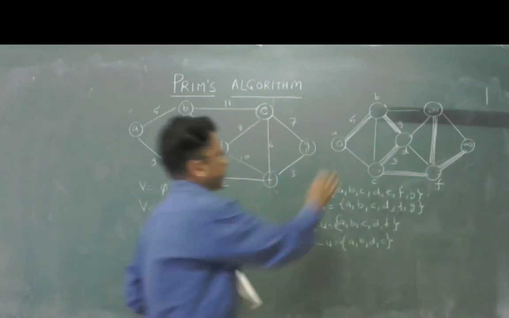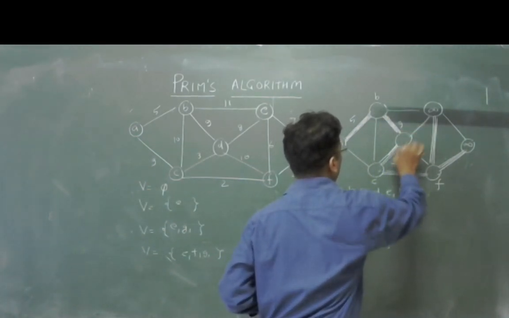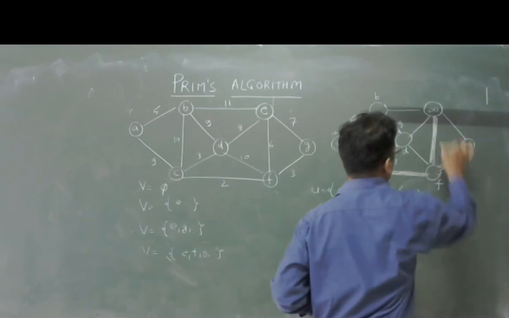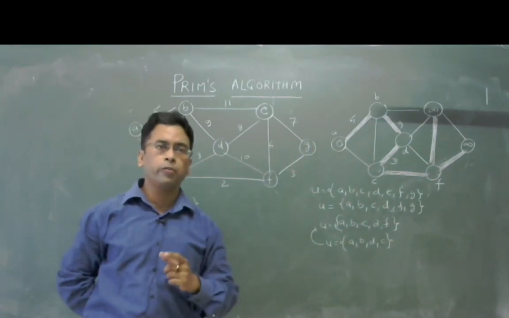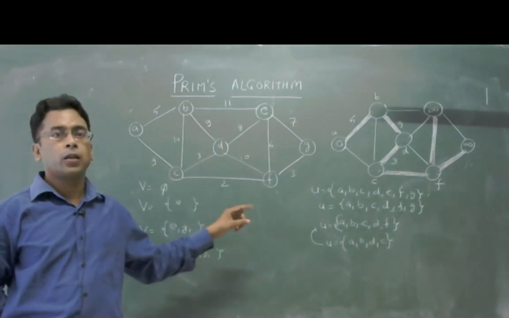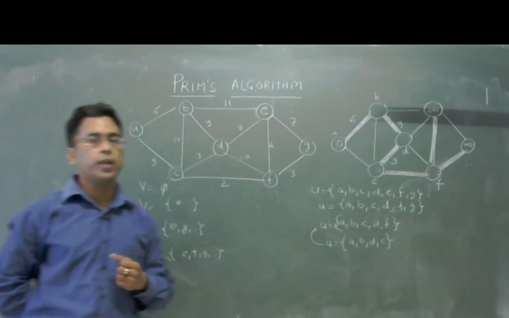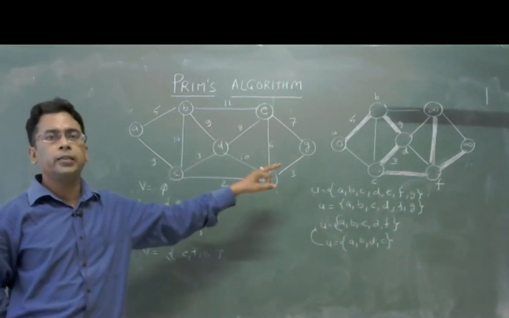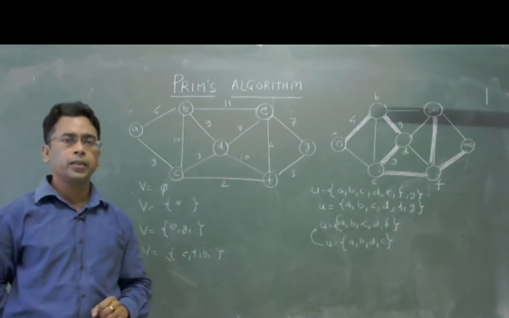So in this minimum spanning tree, all the vertices are connected, and with Prim's algorithm, we get a single tree. In Kruskal, you may get multiple trees in a graph, but with Prim's algorithm, there is a guarantee that you will get a single tree. This is the advantage. In Kruskal's algorithm, it is not compulsory that you will get a single minimum spanning tree. But here, we guarantee that you will only get a single minimum spanning tree, with which you can easily connect the tree.